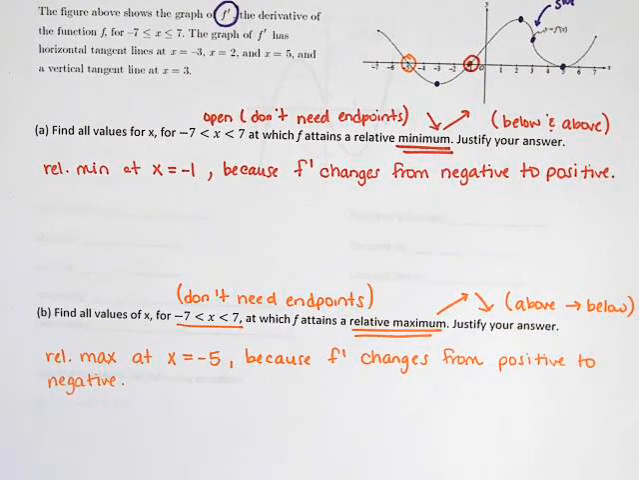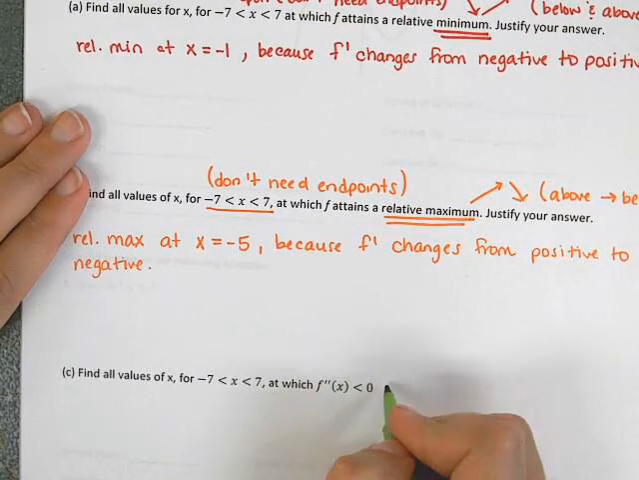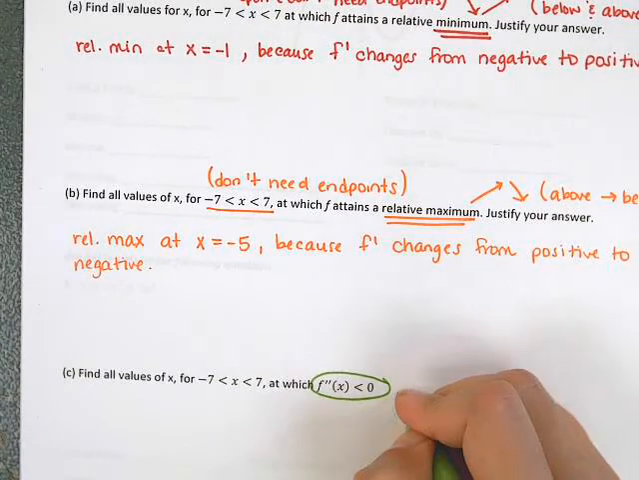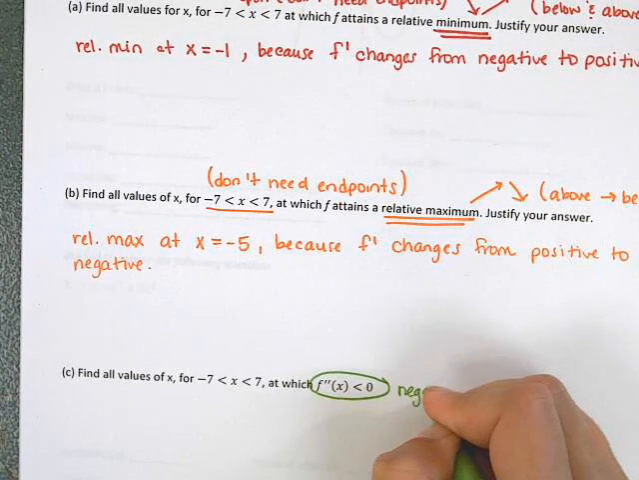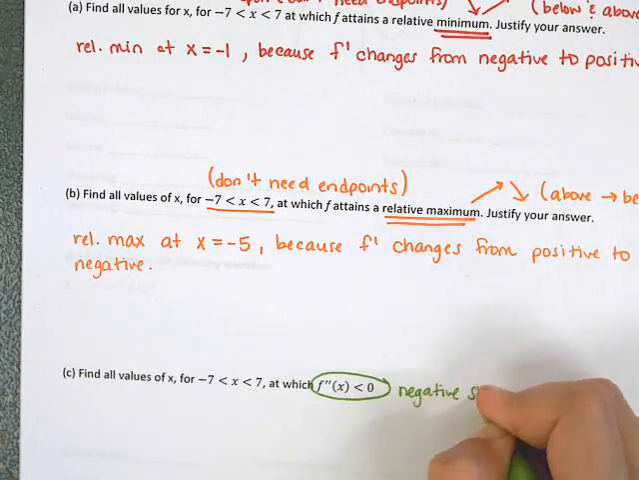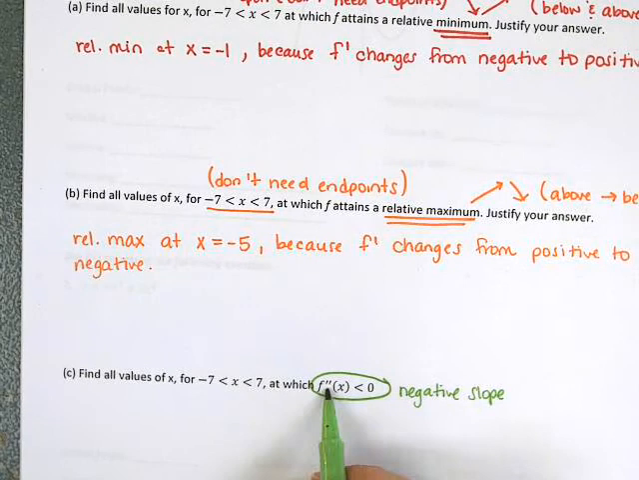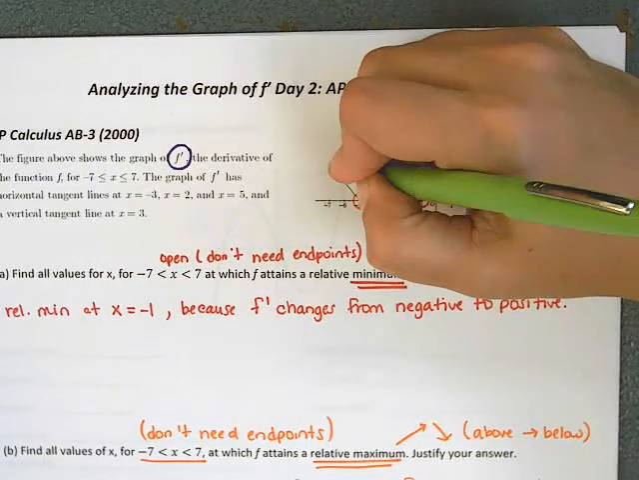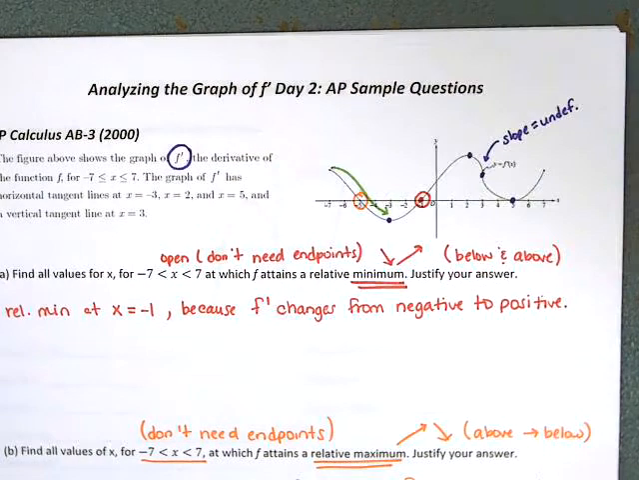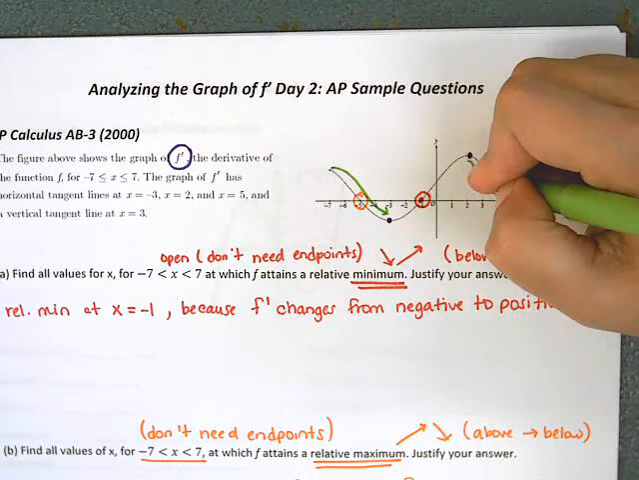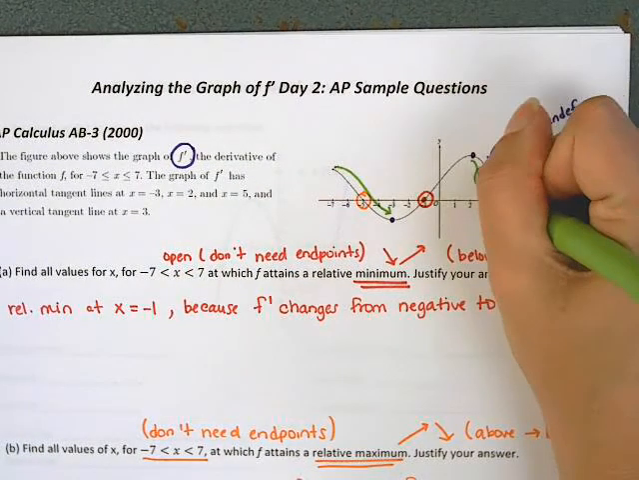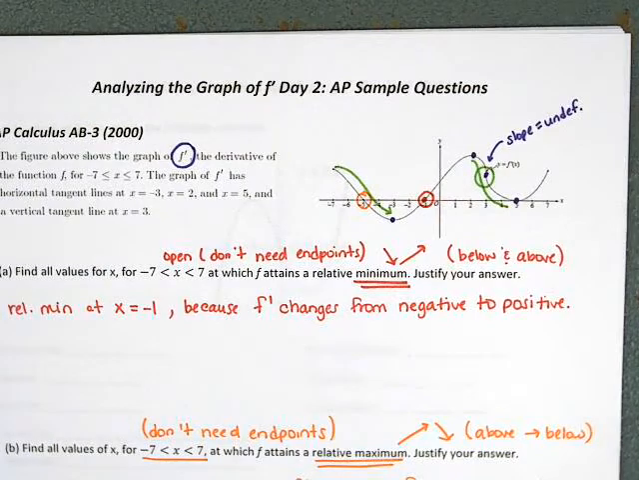Finally, the last question they're asking me here is find all of the places where the second derivative is less than 0. In other words, we're looking for where we have a negative slope, because the second derivative would be the slopes of this graph. Now, I would say second derivative is negative here, and the second derivative is negative here. But there's a catch. Remember this point that they told me about that said that the slope was undefined?